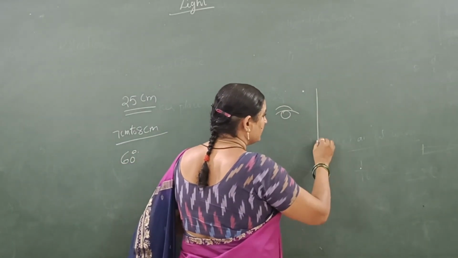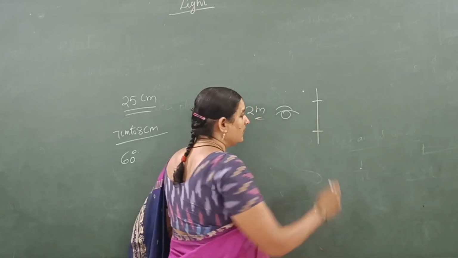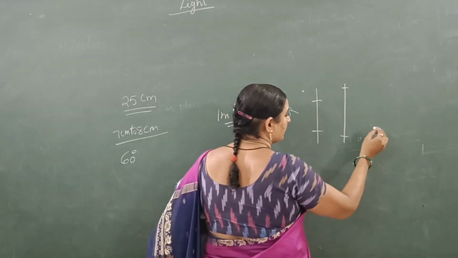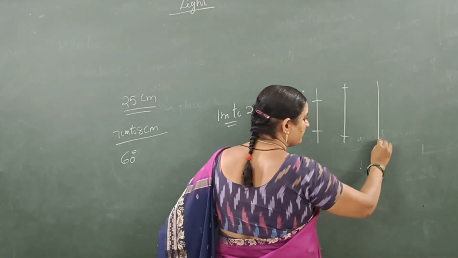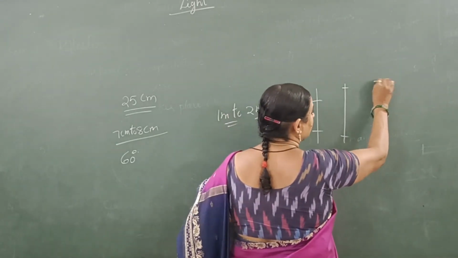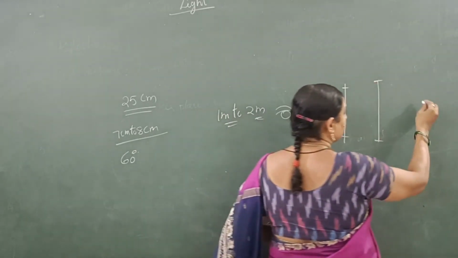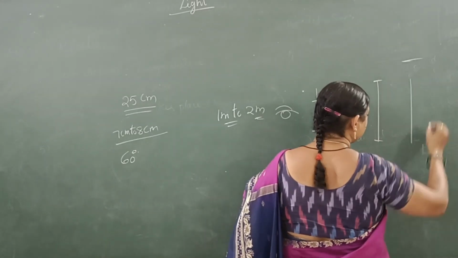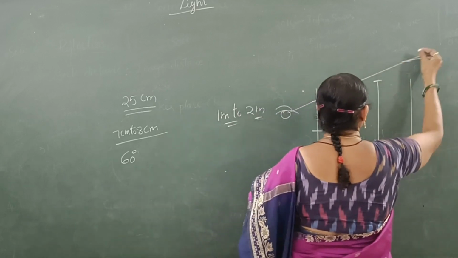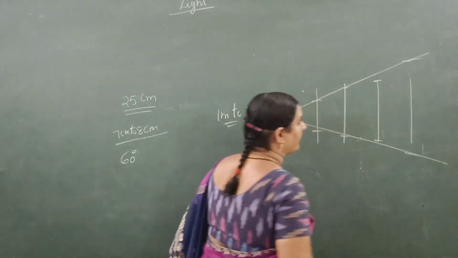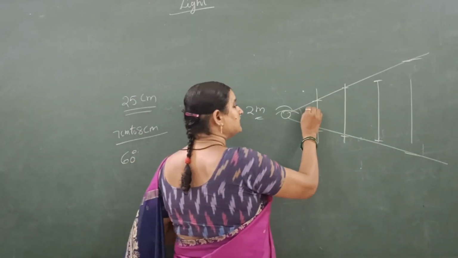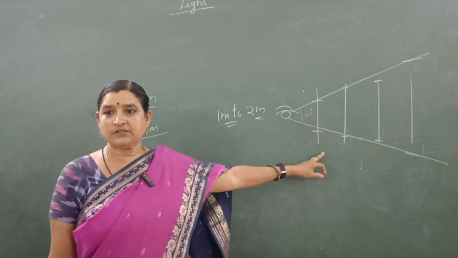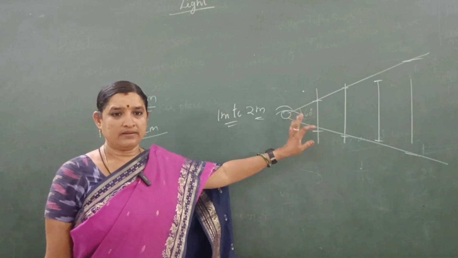Here you are observing, you can see this portion only. If you change the distance, there is no change in its length. If you change the distance farther from your eye, then you can see the edges, and the empty spaces also. So if you observe this angle, it is called the angle of vision. This angle of vision is 60 degrees for a healthy human eye.